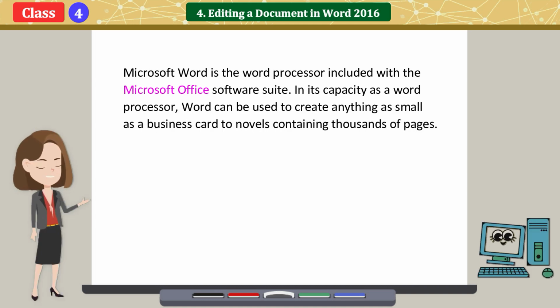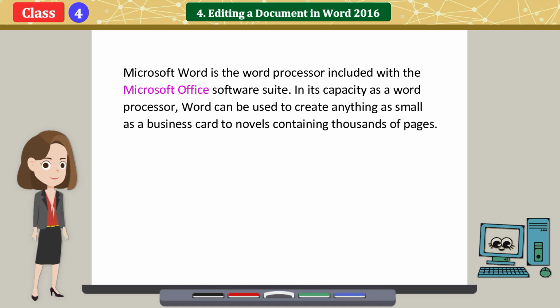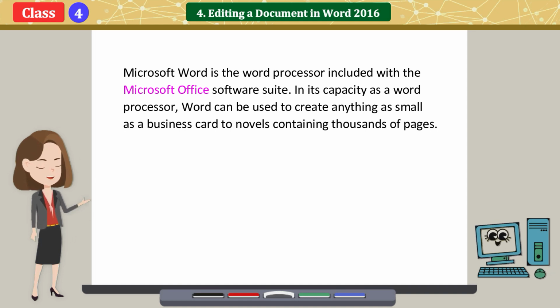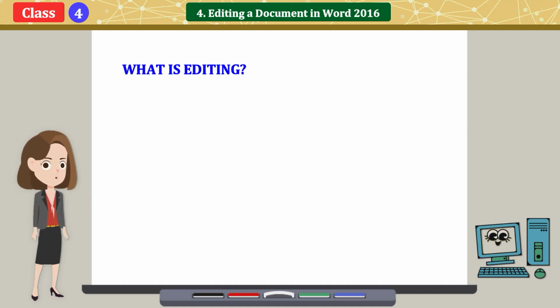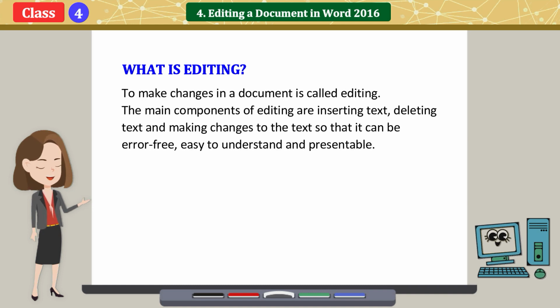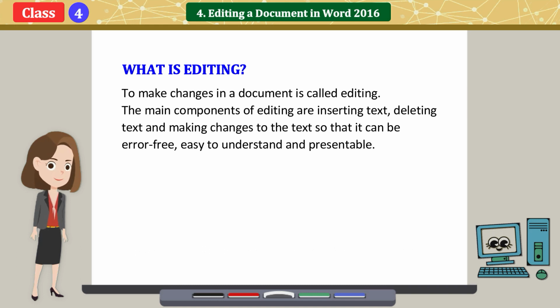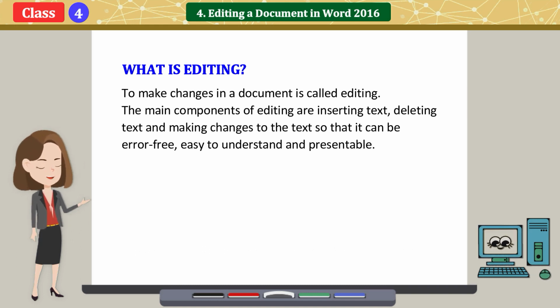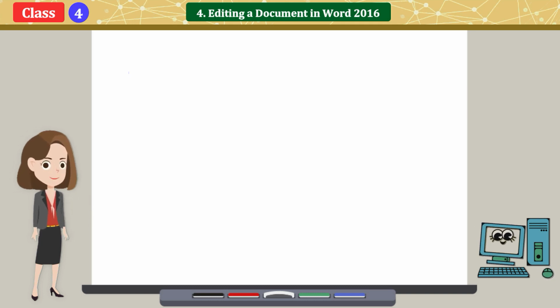Microsoft Word is the word processor included with the Microsoft Office software suite. In its capacity as a word processor, Word can be used to create anything as small as a business card to novels containing thousands of pages. What is editing? To make changes in a document is called editing. The main components of editing are inserting text, deleting text, and making changes to the text so that it can be error-free, easy to understand, and presentable.